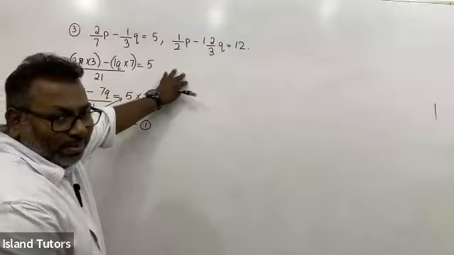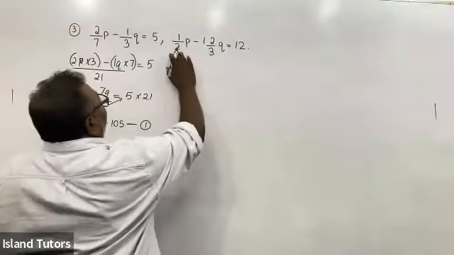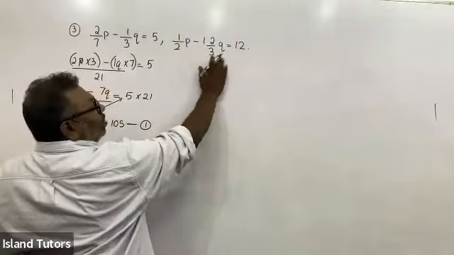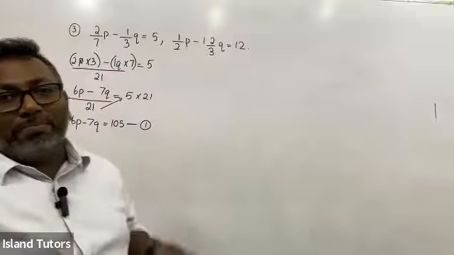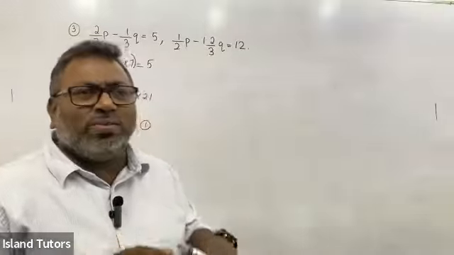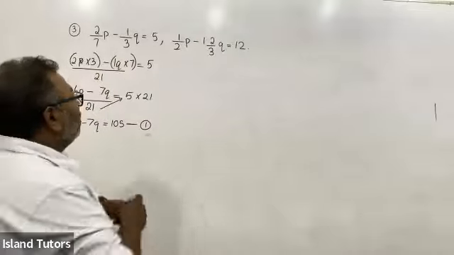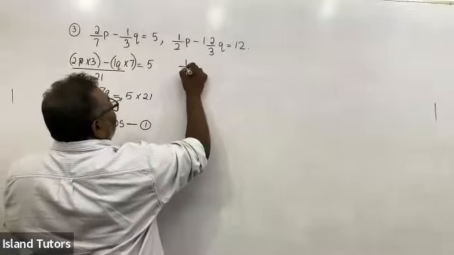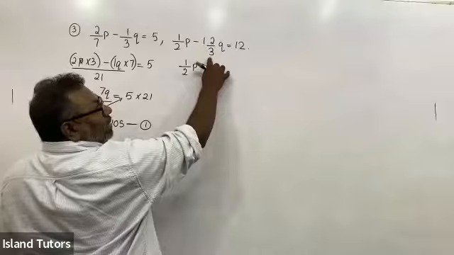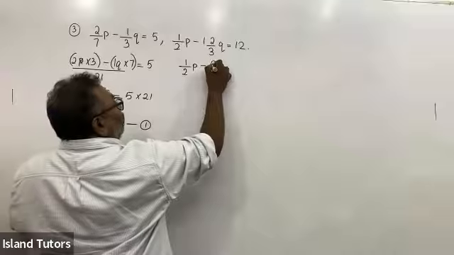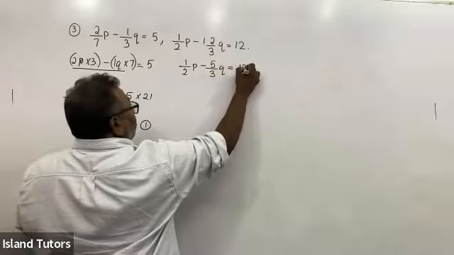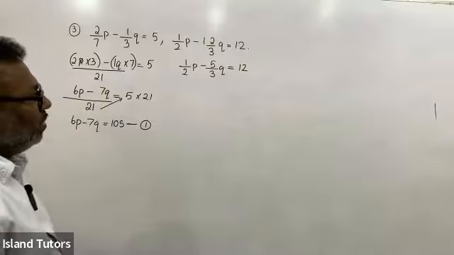Go on to this side. You have 1 over 2p minus 1 and 2/3 q. So you have a mixed number there. When you have a mixed number, convert it into an improper fraction first. So 1 over 2p minus 1 into 3 is 3 plus 2, 5 over 3q is equal to 12.